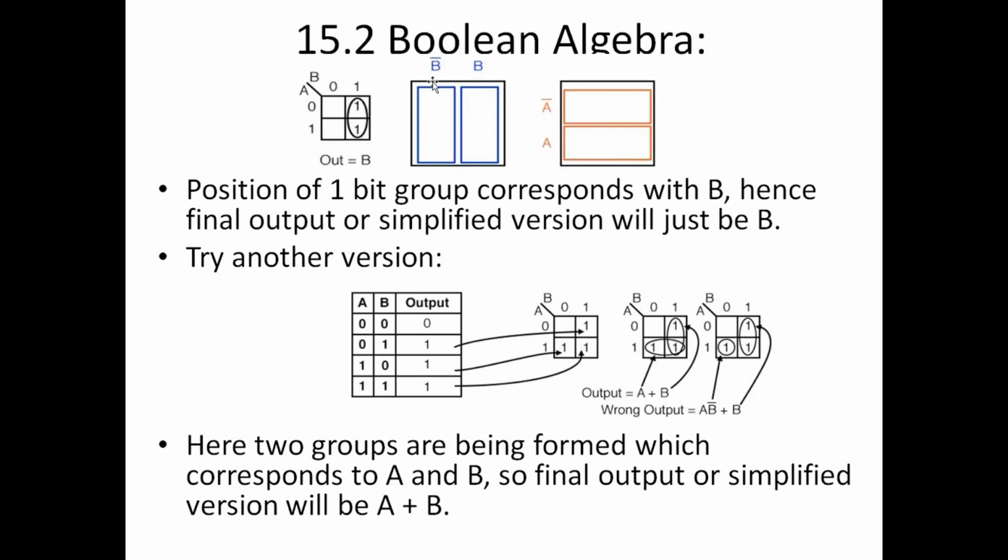This row would represent B complement. The first column, if it's highlighted, would represent B complement. The second column represents B. The first row represents A complement. The second row represents A.